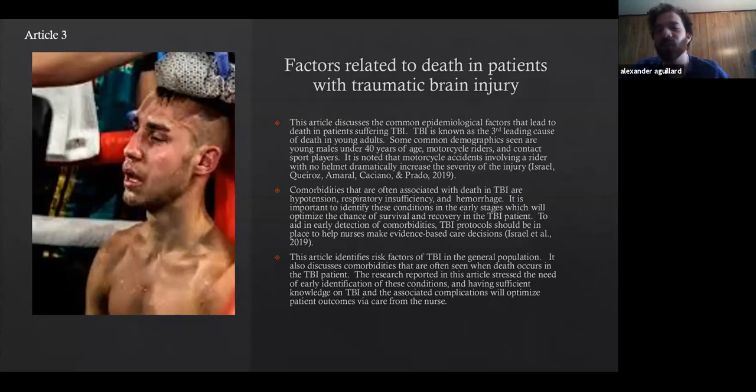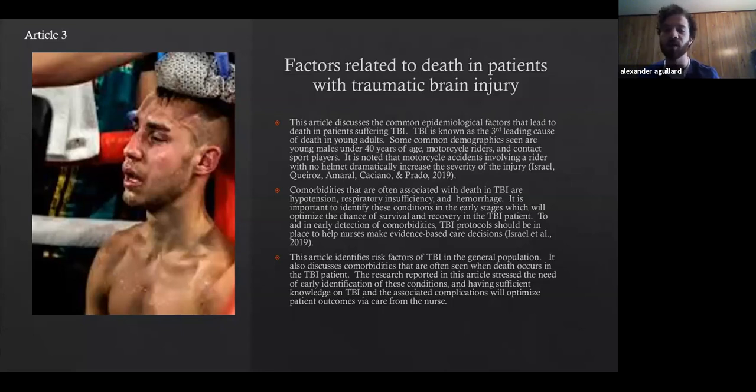Comorbidities that are often associated with death in TBI patients include hypotensive shock, which is very important. That can happen specifically from hemorrhage. Respiratory insufficiency is also another thing. It is important to identify these conditions in the early stages, as it will optimize the chance of survival and recovery in TBI patients. So you notice it quick, you treat it quick. That's how we're going to optimize these guys, okay?